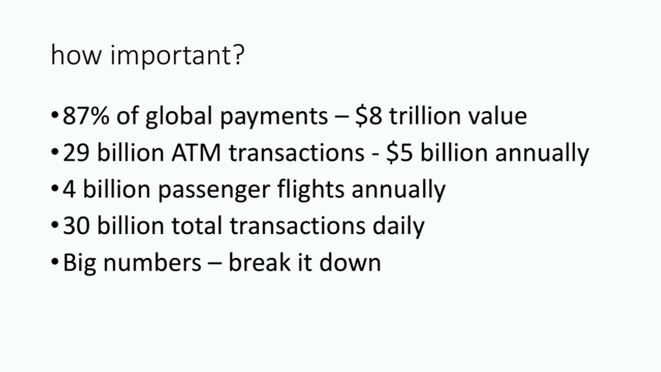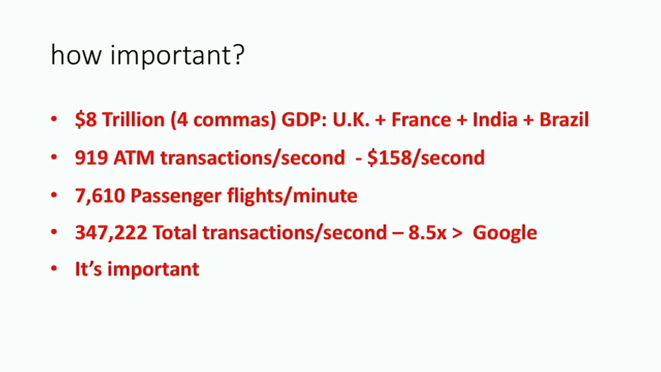So these numbers are over a year old. They've gone up since then, but I didn't feel like updating them. But effectively, from a global payments perspective, the mainframes globally process about $8 trillion, 29 billion ATM transactions, 4 billion passenger flights. These numbers don't mean much to me, so I like to break them down into something a little bit smaller. $8 trillion is the GDP of the UK, France, India, and Brazil combined, or 8 apples.